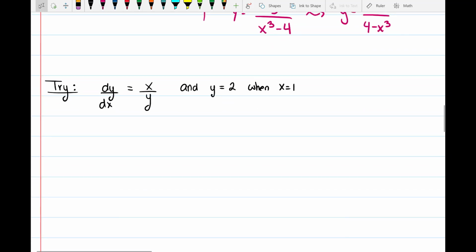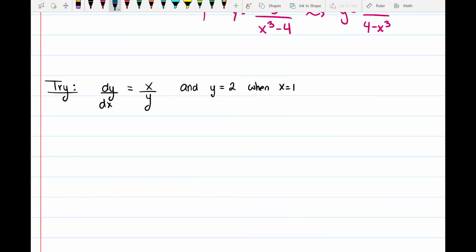Okay, now what I want you to try on your own is this problem right here. dy/dx equals x over y when y equals 2 and x equals 1. So I want you to try to find the particular solution that satisfies that differential equation. All right, let's see what we get.